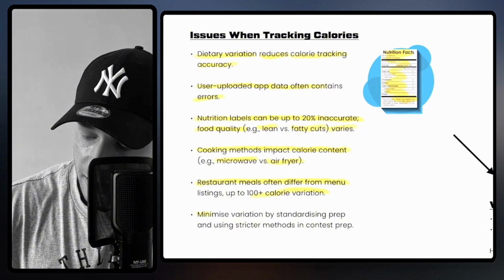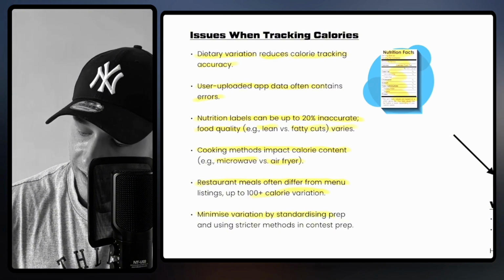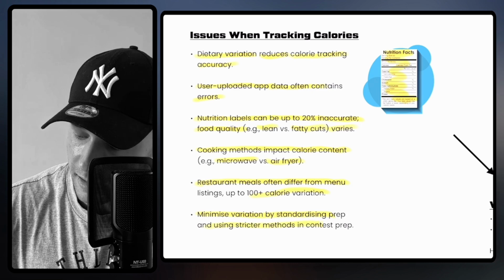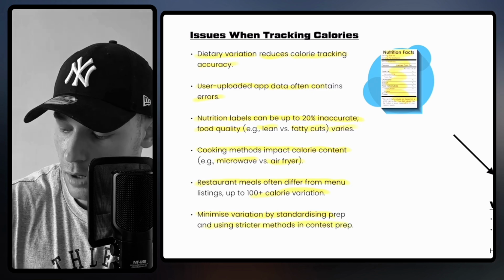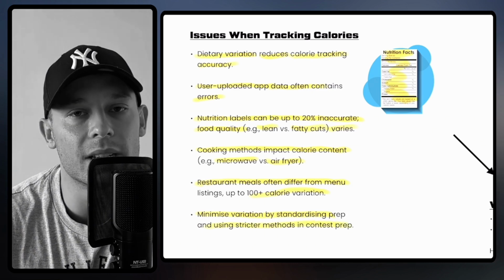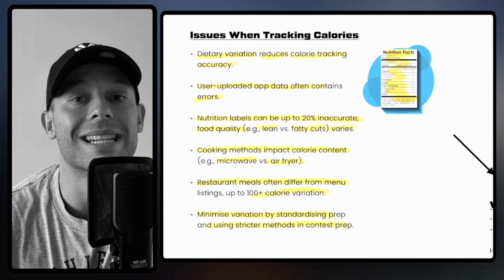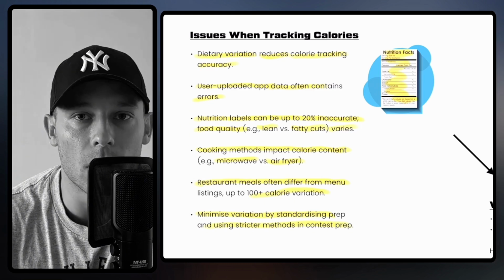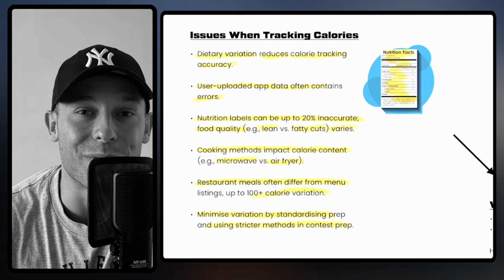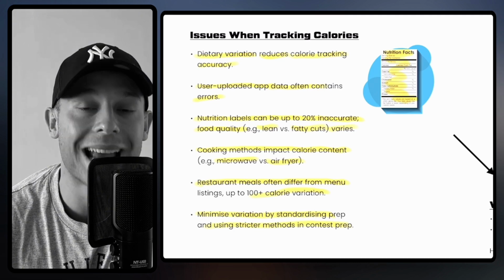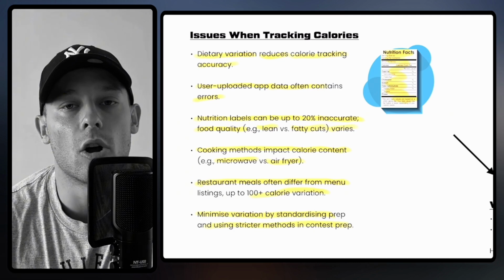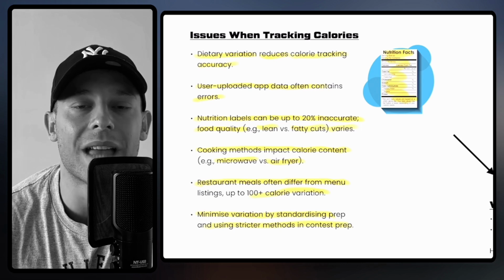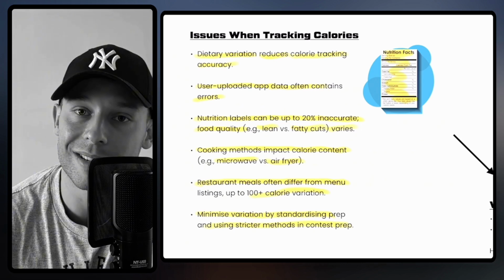And then finally, we want to minimize variation by standardizing prep and using stricter methods in contest prep. So we want to be using the same weighing scales, the same bowl, where you actually weigh your food. So is it on a counter in the kitchen? Is it on a table? We need to make sure that everything is standardized so you don't slip up.